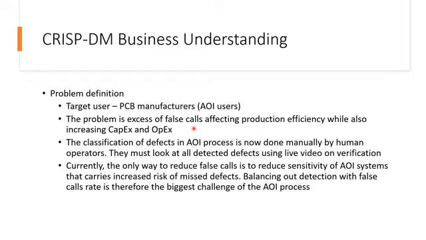Classification of defects in the AOI process right now is done manually by human operators. So there are people who are sitting in front of live videos and verifying those defects manually. And currently, the only way to reduce false calls from the beginning is to reduce sensitivity of the AOI system, which carries risks. If AOI is not sensitive enough, defects will be missed, and this is what customers want to prevent. So in some cases, there's no choice, and the system has to be set to maximum sensitivity, but that results in a higher rate of false calls.